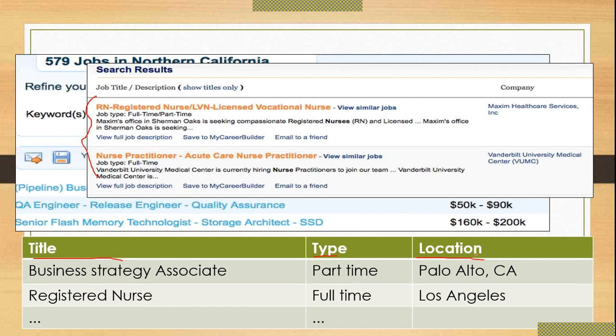Let us consider I am searching for a new job on a website. Here we have to find out what the position is, that is a business strategy associate. Is the job full time or part time? And where is the location? Is it in LA or in CA? So you can find out this information by going from the unstructured data to the structured data.